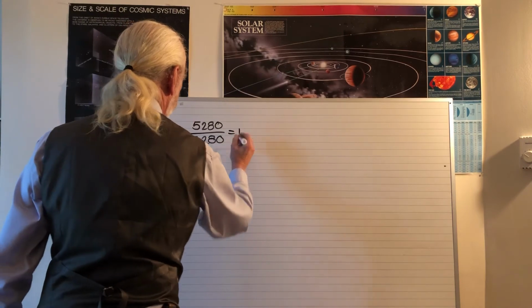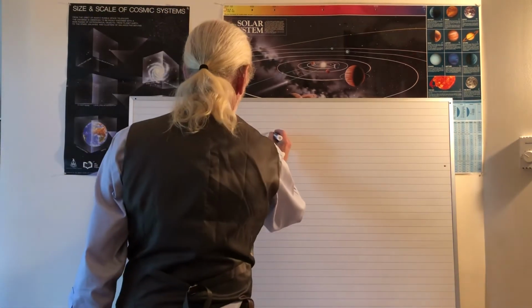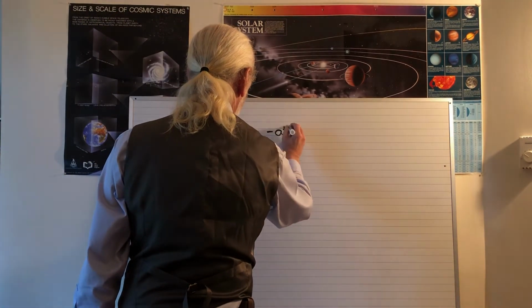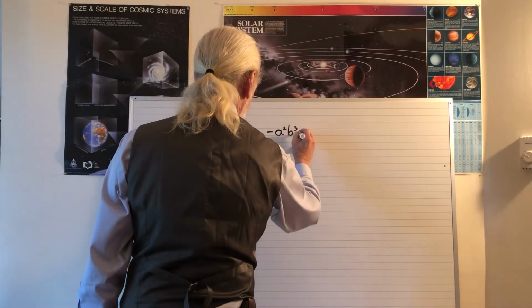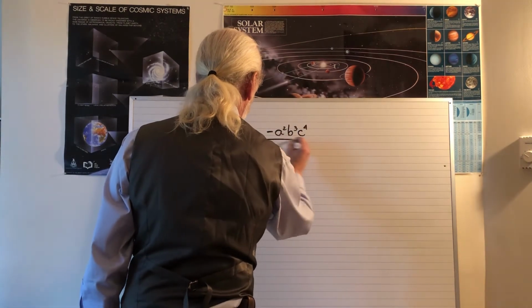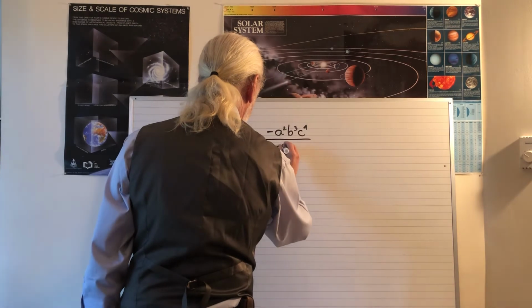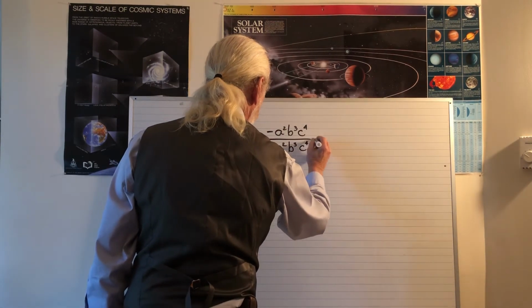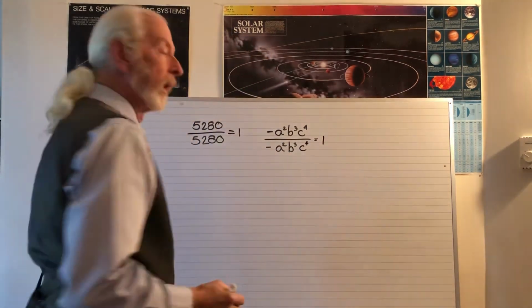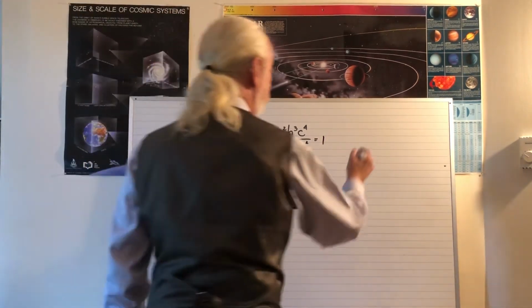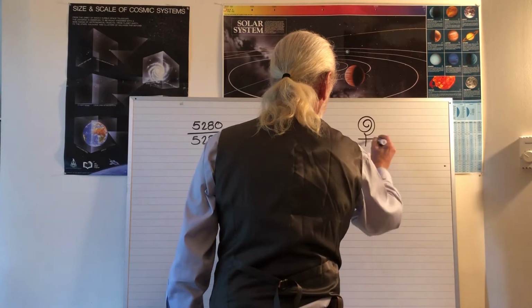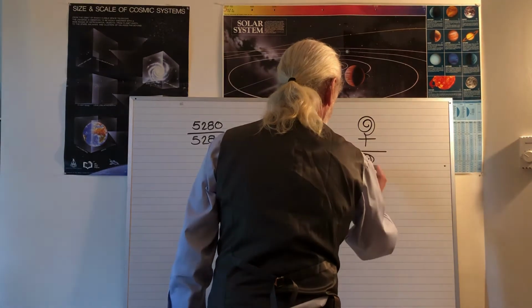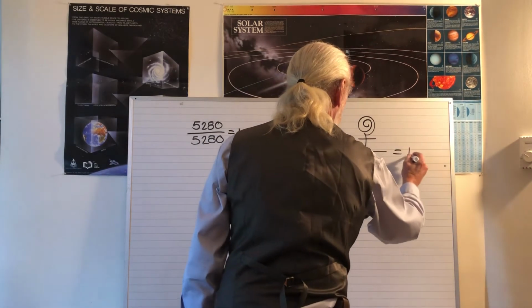No big surprise there. How about negative a squared b to the third c to the fourth over negative a squared b to the third c to the fourth? It equals 1. Doesn't matter what the number is. It could be Flizzle-widget divided by Flizzle-widget. The answer is going to equal 1.